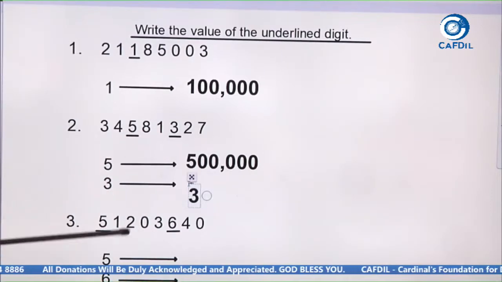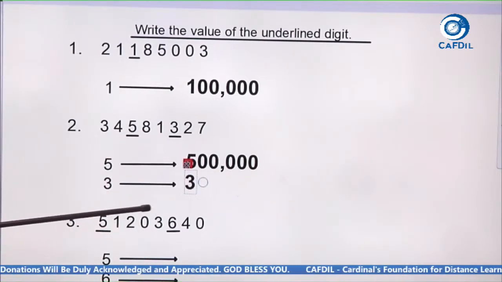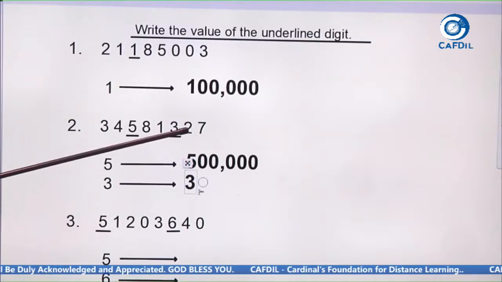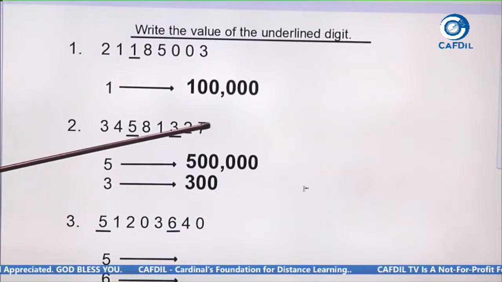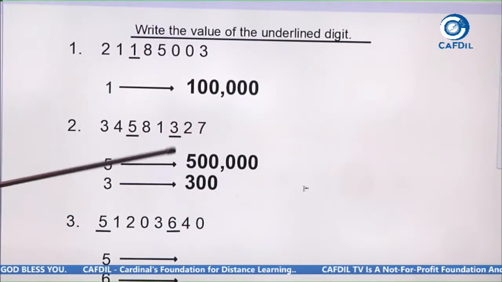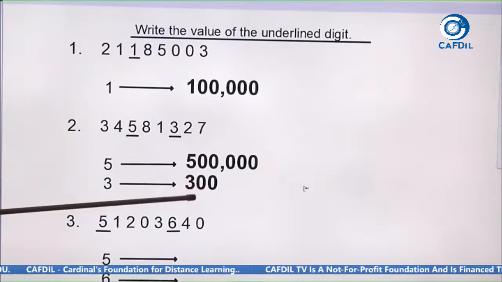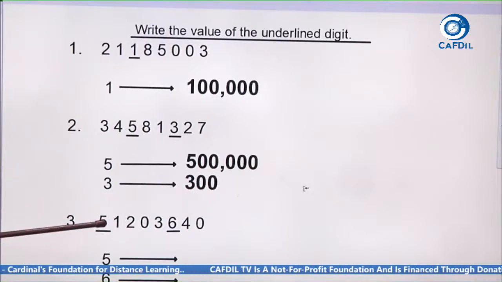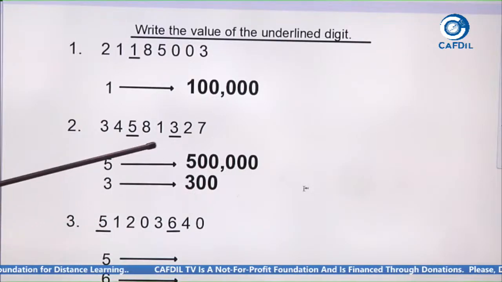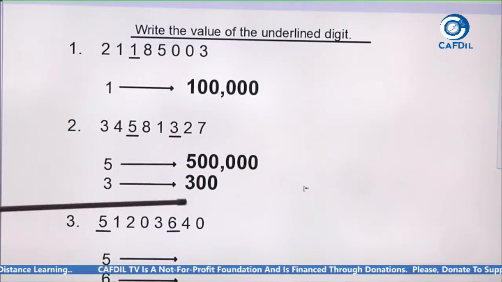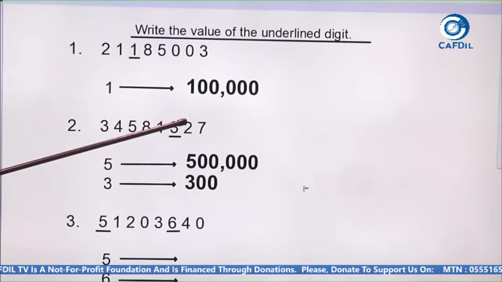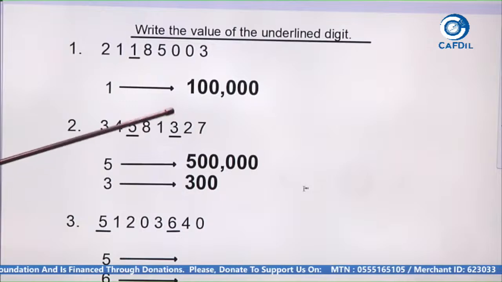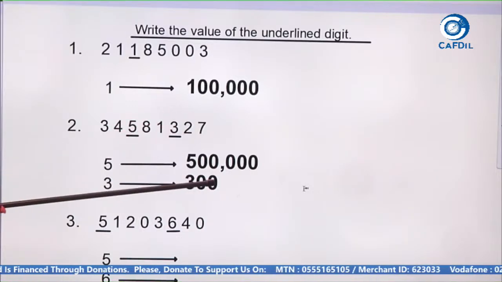Now the 3, the underlined 3 over here. What is the value? Let's write the 3 and then assume the rest of the digits after the 3 to be zeros. So 1, 2. So learners, what do you think is the value for this underlined digit over here? It's 300. This is ones, tens, and then hundreds. So this 3 over here is 300.